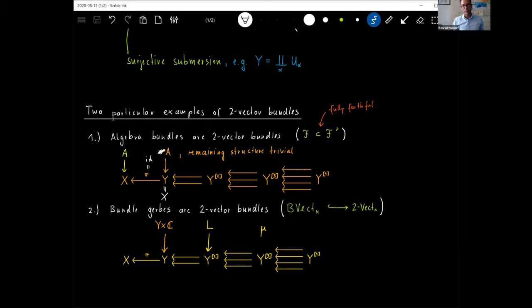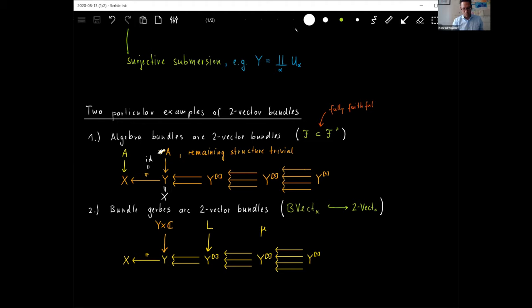Similarly, one can consider bundle gerbes. So what's a bundle gerbe? Well, a bundle gerbe is exactly the thing that I wrote here. It's also a surjective submersion. Then there is nothing over the Y, which I now regard as a trivial algebra bundle. And there is this line bundle over the double intersections and this isomorphism mu over threefold intersections. You see immediately that this is an example of a 2-vector bundle because the line bundle L is of course a C-C bimodule bundle. That's why I can put C as the algebra here.